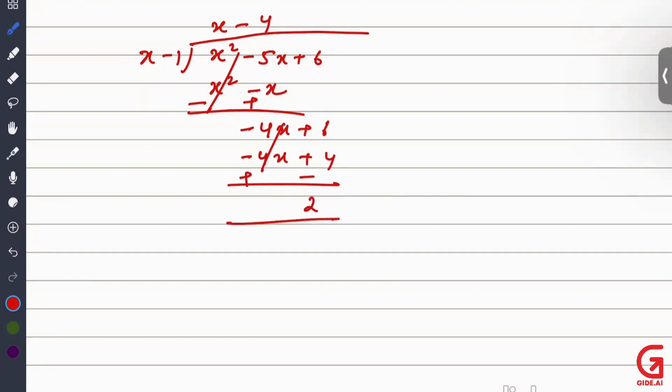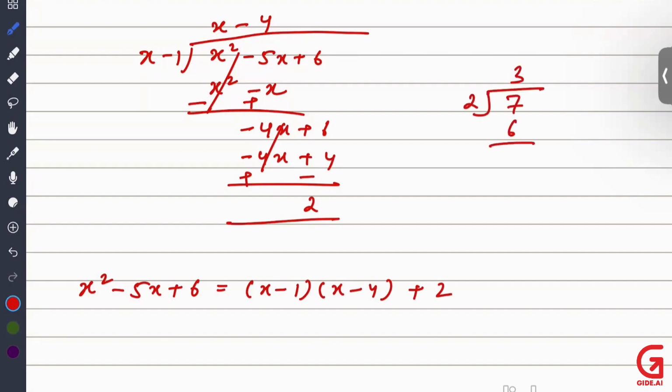Now, how can I write this? x squared minus 5x plus 6 is equal to x minus 1 times x minus 4, plus 2 remainder, right? How did we write that? It's 7, 2, 3, 6, 1. You can write 7 is equal to 2 times 3 plus 1. You multiply these two and add the remainder. In the polynomial, multiply these two, add the remainder. You have the exact thing, whatever you put in between.